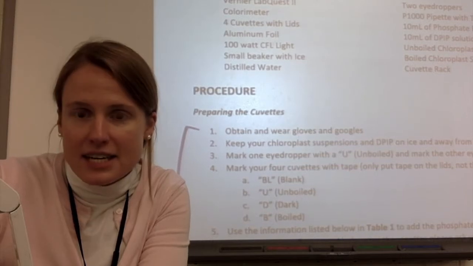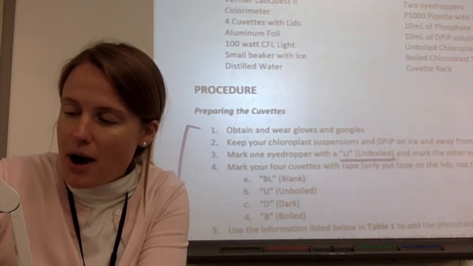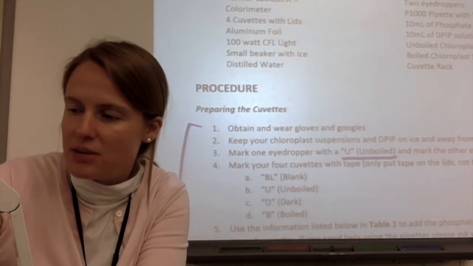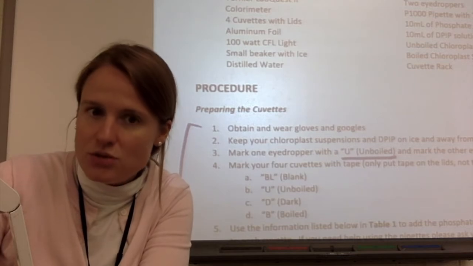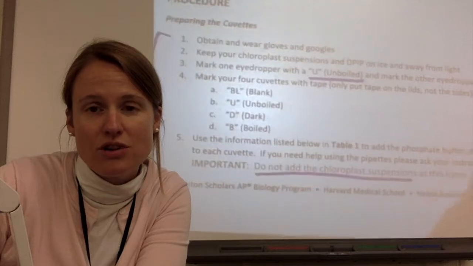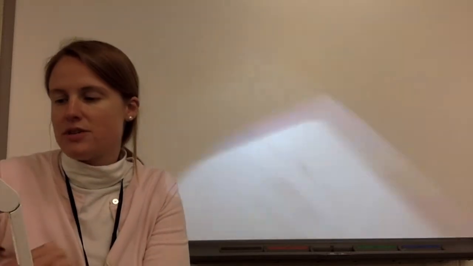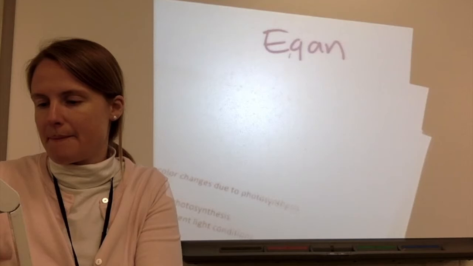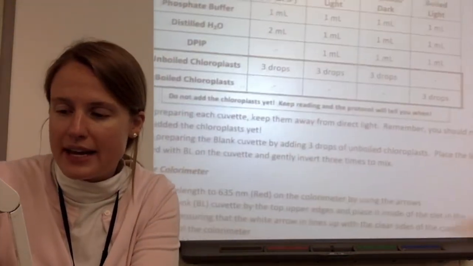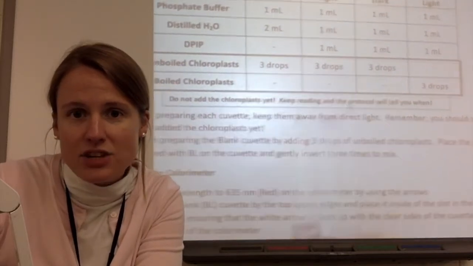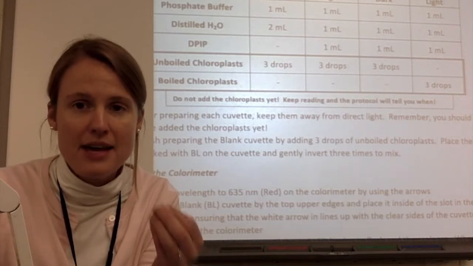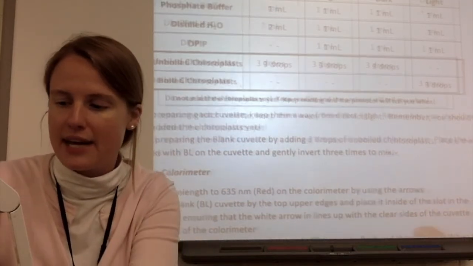A couple things to note is, again, you'll be checking unboiled. So that's going to be like your plant cells that haven't had anything happen to them, and you'll be testing boiled. Do not add the chloroplasts until it tells you to. So even though on this next page it tells you what to mix together, make sure you're waiting to put the chloroplasts in until it's time. Because once you put the chloroplasts in, if photosynthesis is going to happen, it's going to happen right away. But you want to be able to track that progress, so you have to wait to add them.